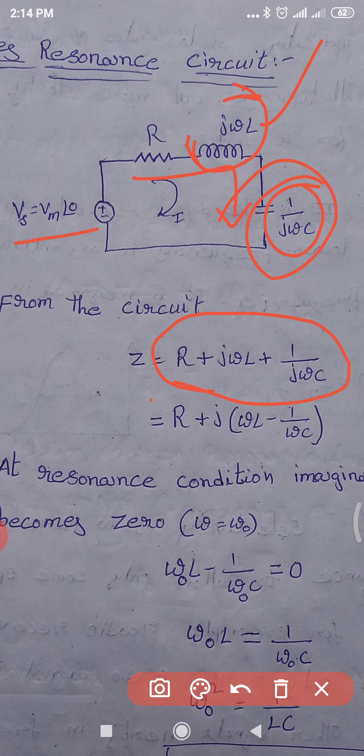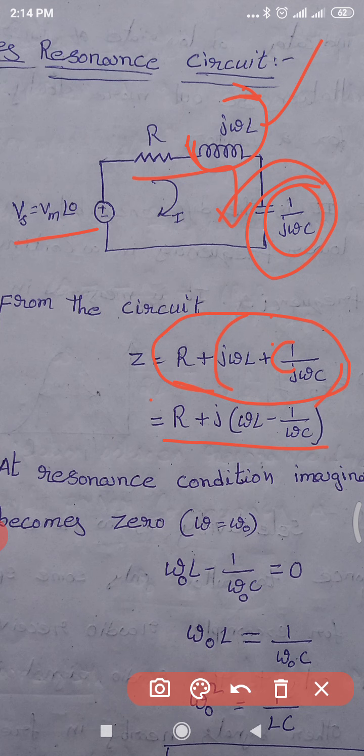If we take the j to the numerator, it becomes minus j, and we take the j outside from these two elements. So now the impedance of the circuit Z becomes R plus j times omega L minus 1 by omega C. This is the impedance of the circuit.